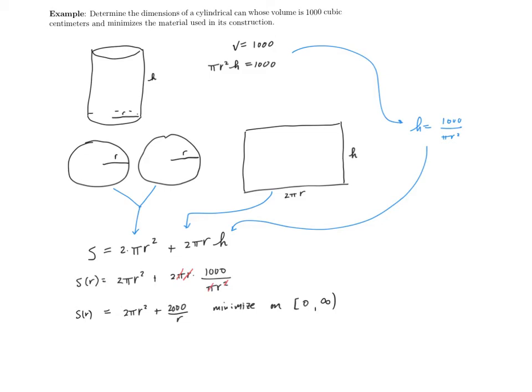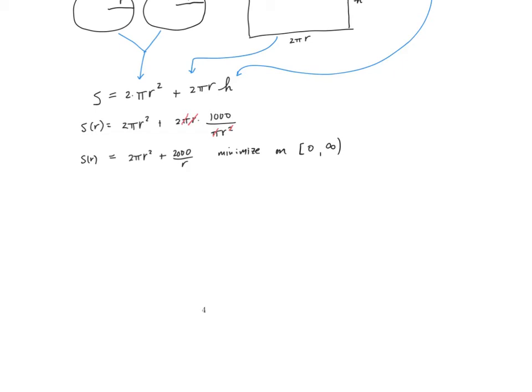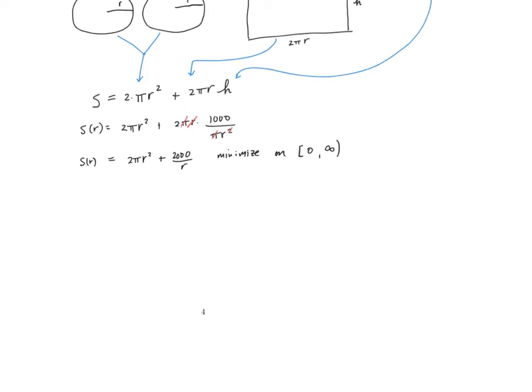And at this point, it has become a purely calculus problem. So let's go ahead and differentiate and see if we can find the critical points. So differentiating with respect to r, we have S prime of r is 4 pi r minus 2,000 over r squared. And it's always worth reminding ourselves, when you want to differentiate something like 1 over r, you can write it as r to the minus 1 and simply differentiate it with the power rule.